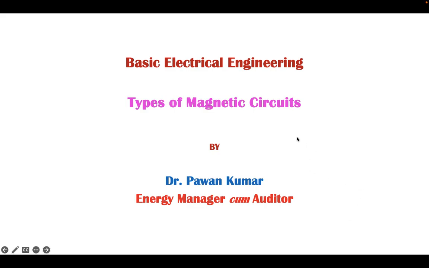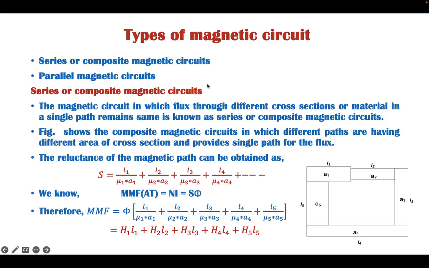Today we are going to discuss types of magnetic circuits. The magnetic circuit can be categorized based upon the connection scheme as series magnetic circuit or parallel magnetic circuit. In case of series magnetic circuit, we have magnetic paths of different sizes.